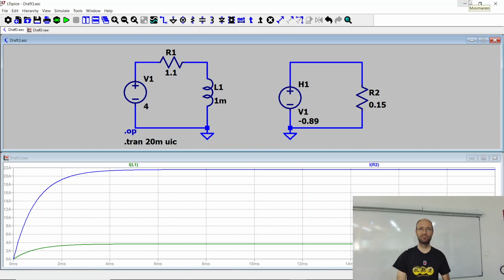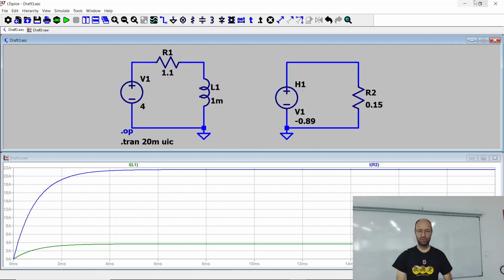Sure. Are you measuring the data? Say again? Where you are measuring the current, just by clicking on this resistor once again with this small current probe that we have there. Yeah, sure, you're welcome.